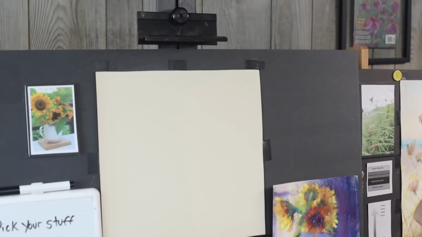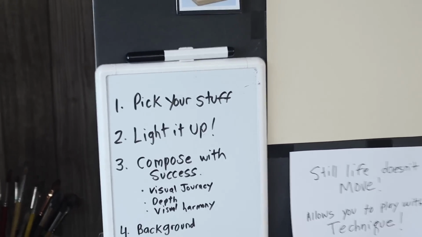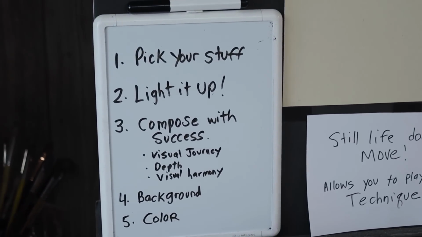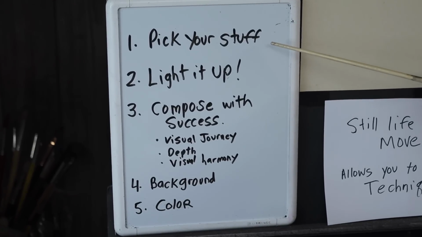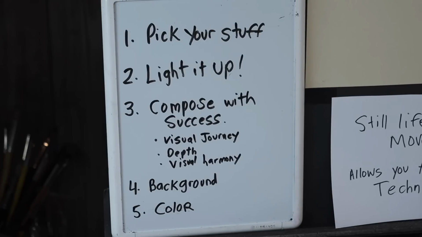I'm going to share with you this week the 5 things that you need to think about when you are doing a still life. You need to pick the stuff, what you're going to use, and you want things that go together, that relate somehow. Again, I'm going to expand on all of this stuff the whole month. Light it up. You've got to consider your lighting situation. Compose with success, and this is what I want to talk about today. Consider what you're going to do for your background, and then consider your color.